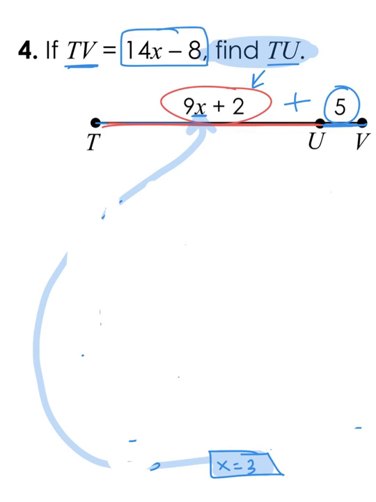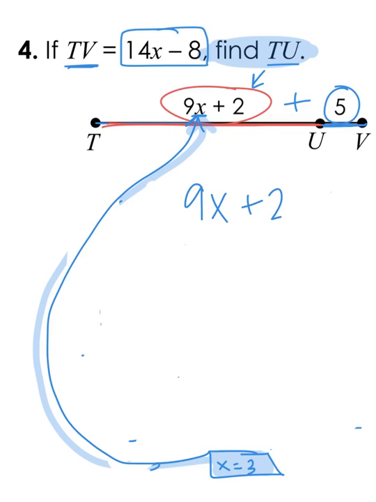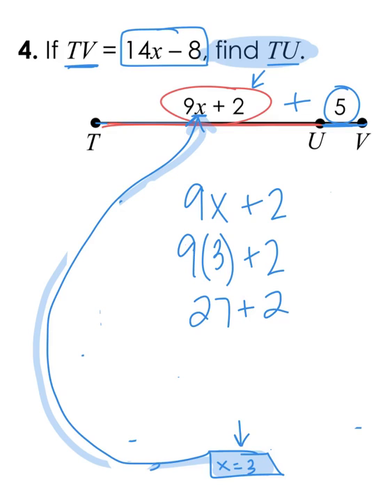So now I found x. So remember what we just said, we want to plug it back into x here. So I'm going to rewrite 9x plus 2. And I know that x is 3 from my work. So 9 times 3 plus 2, 9 times 3 is 27, plus 2 will be 29. So the length of TU is 29.